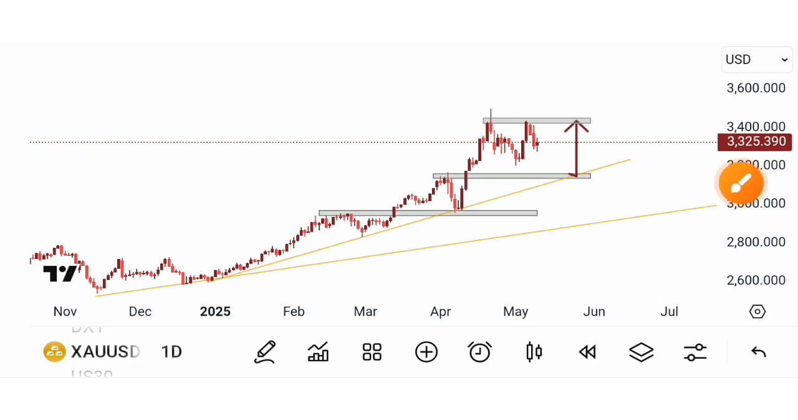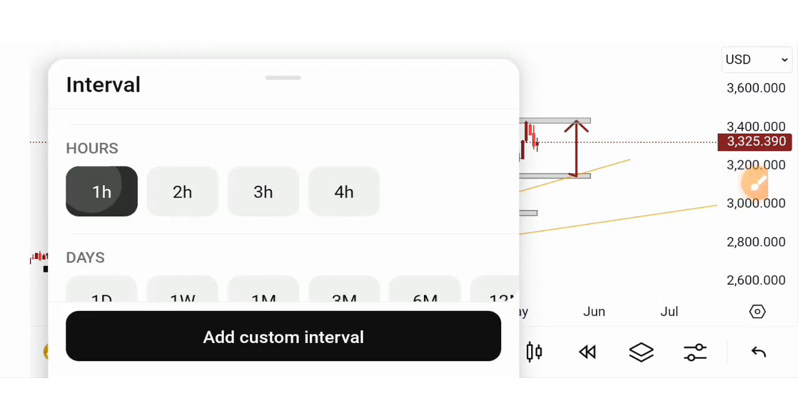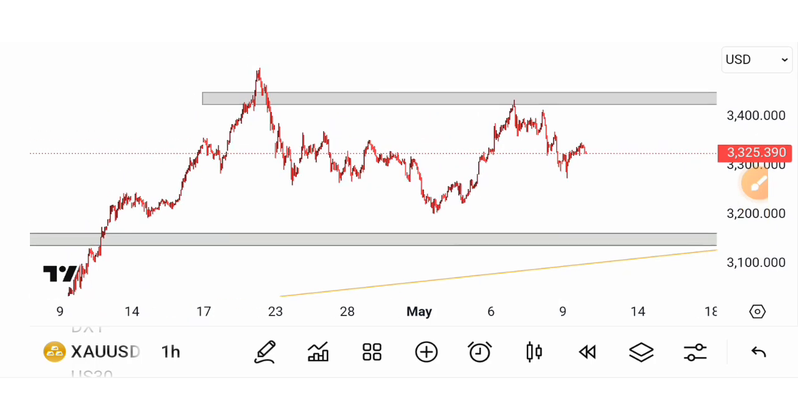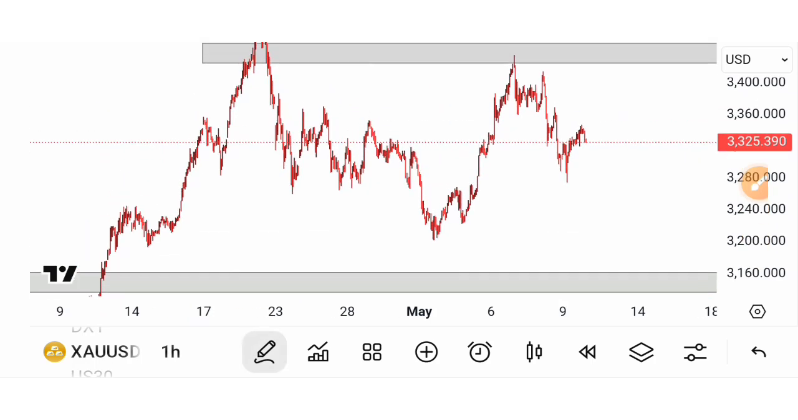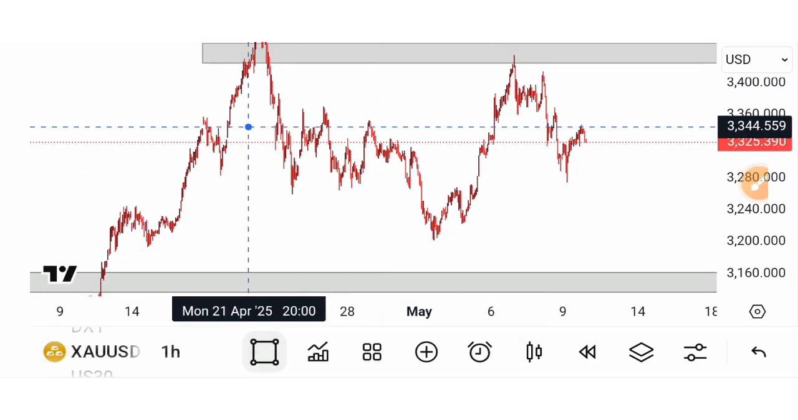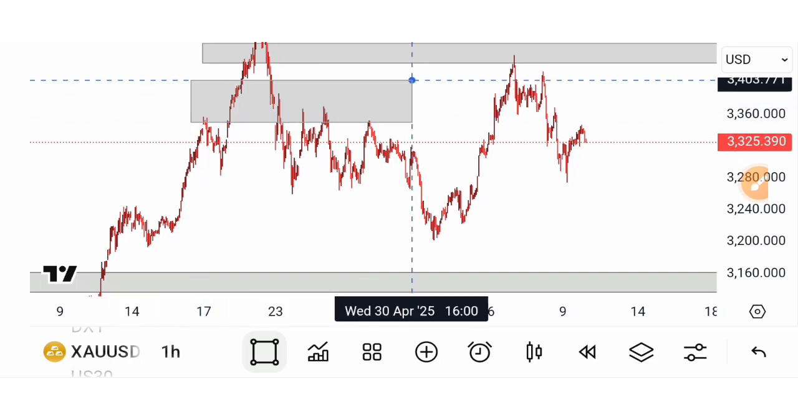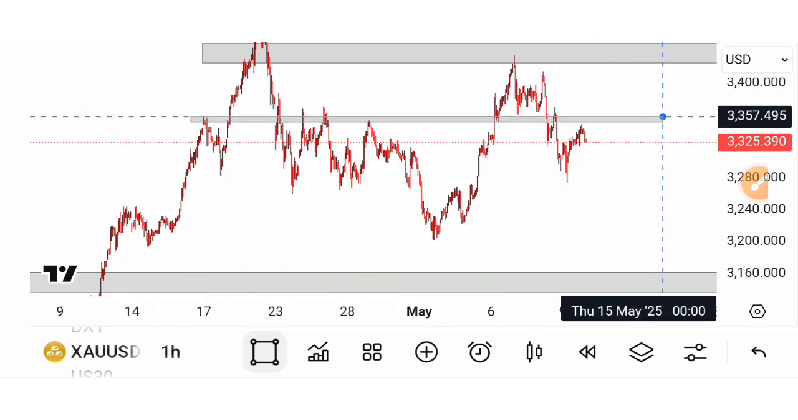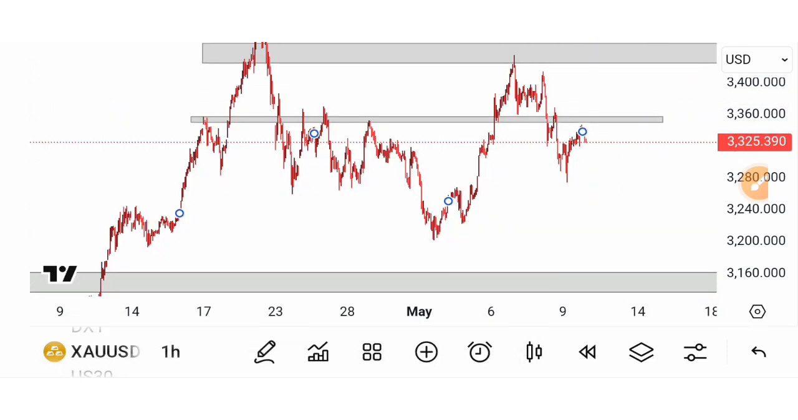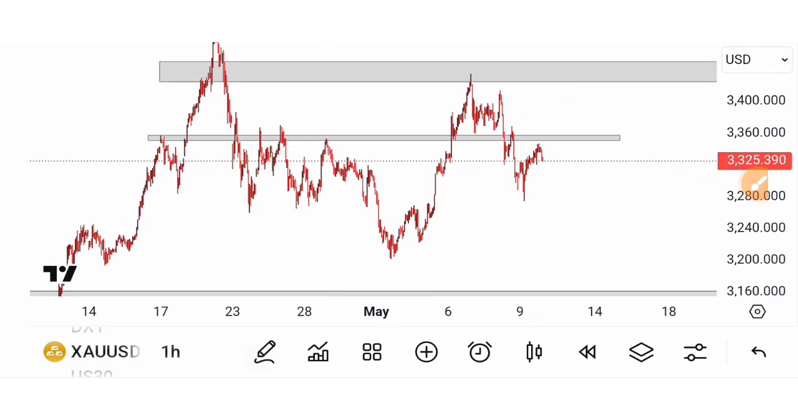But for the week that is coming, maybe what you can do, going to the 1 hour time frame, I also do recognize we do have some areas which are an area of support and resistance over here. As you can see, we do have a very strong area of resistance in this particular structure over here, and also we do have an area of support over here.